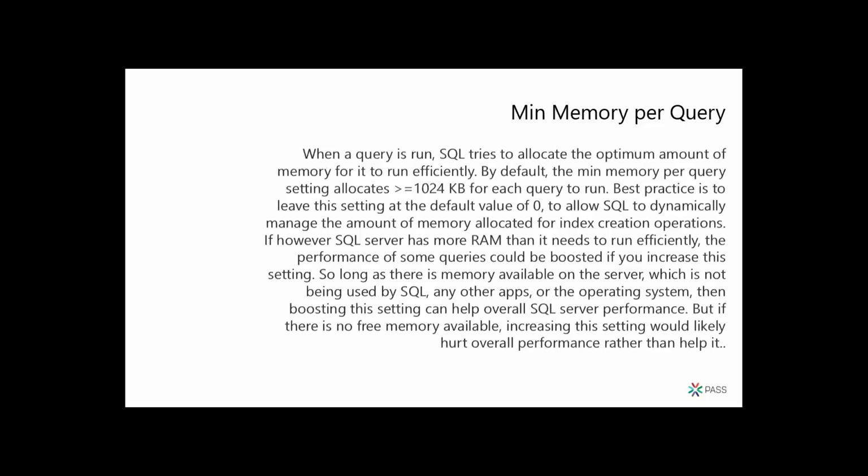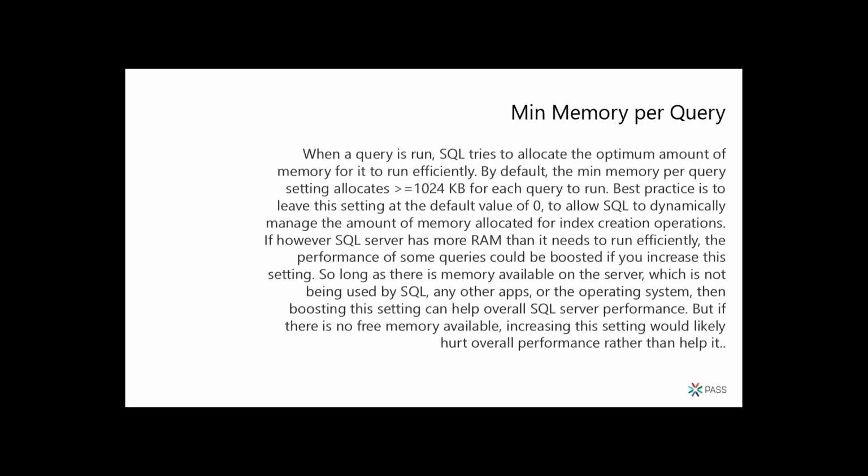Okay, thank you. One more thing I wanted to address, that is minimum memory per query. When a query is run, SQL tries to allocate the optimum amount of memory for its run effectively. By default, the minimum memory per query setting is 1024 KB for each query to run. Best practice is to leave this setting at the default value 0 to allow SQL to dynamically manage the amount of memory allocated for operations such as index creation.